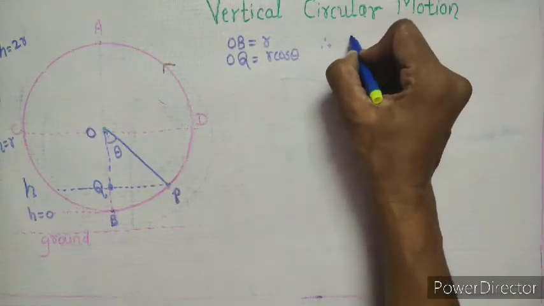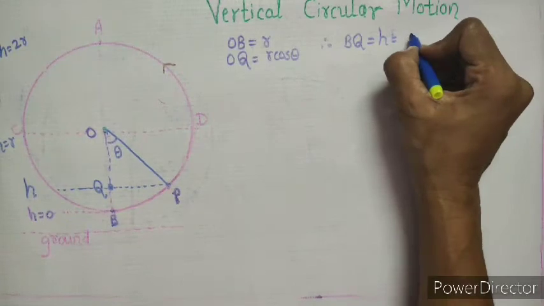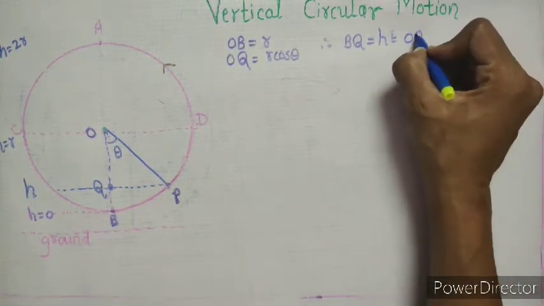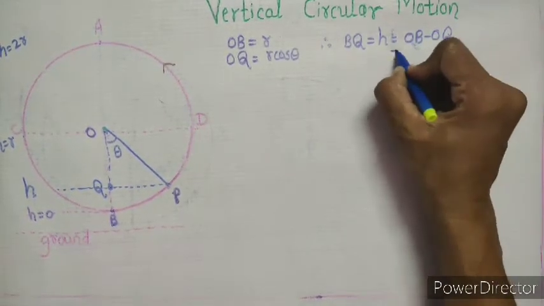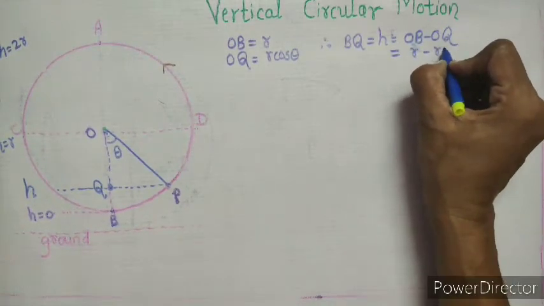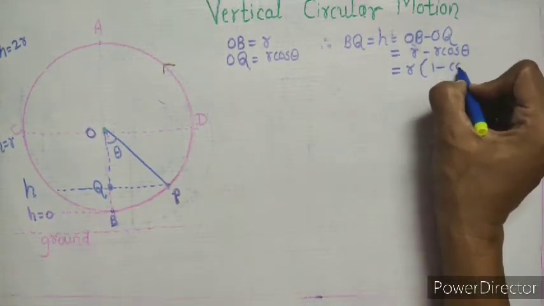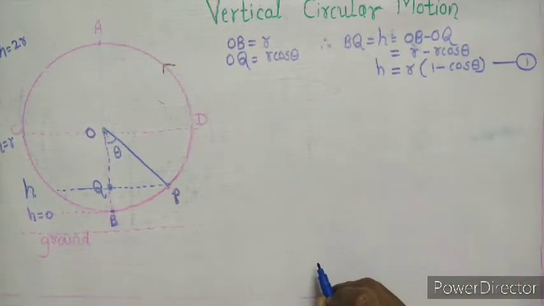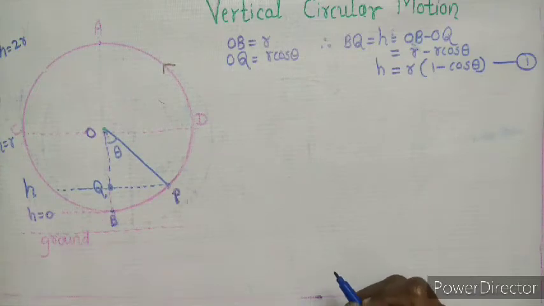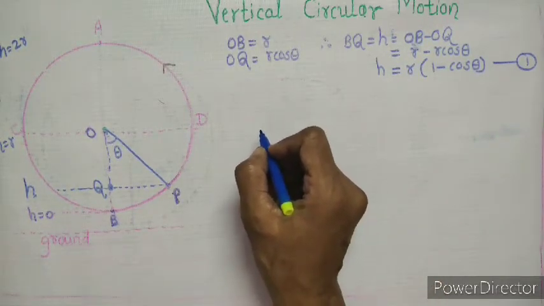Therefore BQ, which is the height, can be equal to OB minus OQ. It is equal to R minus R cos theta. It is equal to R inside the bracket 1 minus cos theta. This is the H. This relation we have to use in the discussions of the problems as well as the explanation of kinetic energy and potential energy.